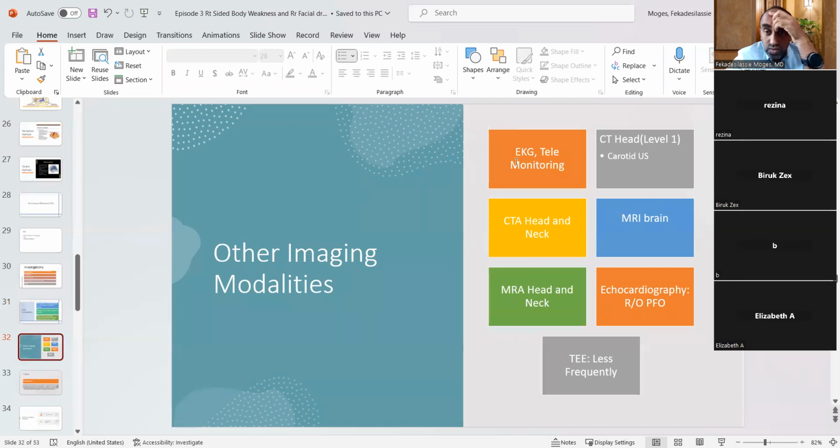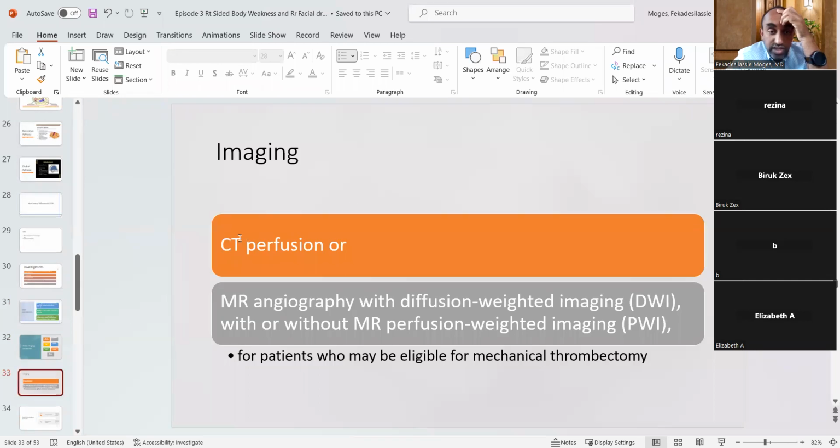So these are the things you could do: EKG, telemonitoring, CT head, carotid ultrasound, CT angio head and neck, MRI brain, MRA head and neck, echocardiography to rule out PFO, to rule out embolus and all that. Okay, good. CT perfusion can also be done, and MR angiography with diffusion weighted imaging. This is very sophisticated imaging. Why is that important? Why do you have to do diffusion weighted imaging?